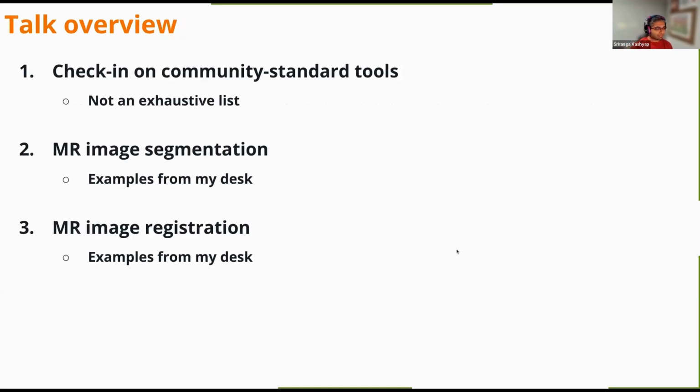So this is an overview of my talk. It's not very long. It's quite brief with some examples. The first one is to check in on some of our community standard tools that we are very familiar with. Again, this is not an exhaustive list. I don't want to annoy anybody whose tool is not mentioned in the slide. They're all awesome. Everybody's doing amazing contributions. The second chapter would be on MR image segmentation. Again, these will be some examples from my own data. I'll cover the ones where it doesn't work and some of the tips and tricks you can use to fix it, and the same for registration.